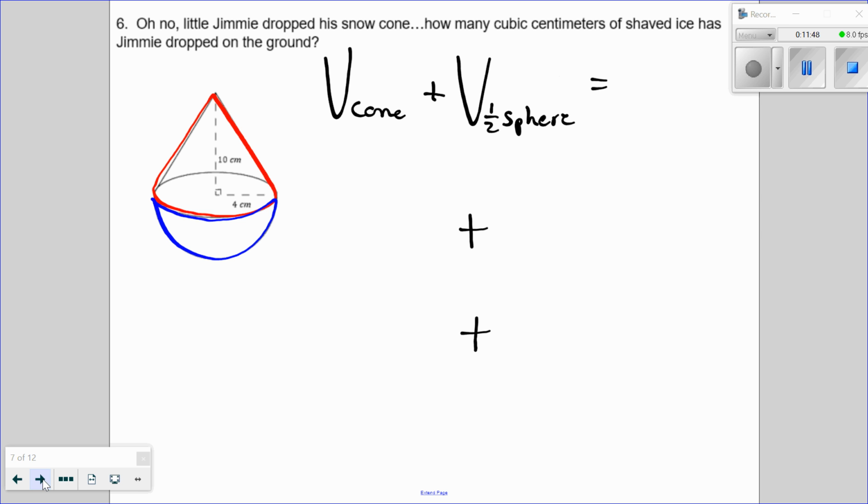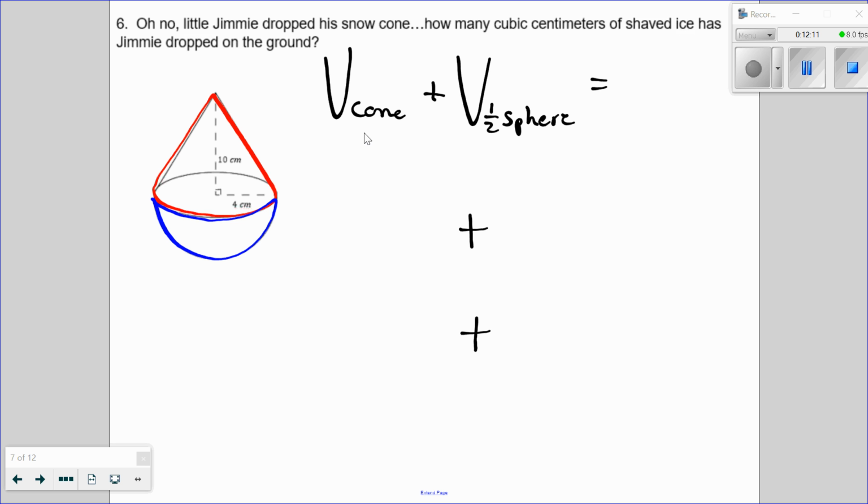Now, little Johnny dropped a snow cone. Let's see how many cubic centimeters of shaved ice he's dropped onto the ground. So little Jimmy drops a snow cone. Let's figure out the volume. So we have a cone on top of a sphere, a cone on top of half a sphere, actually.